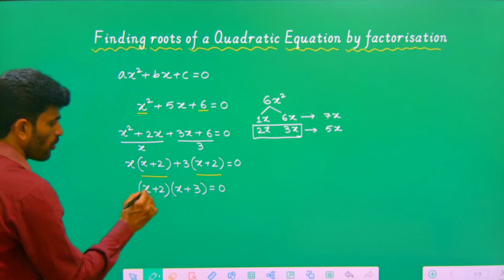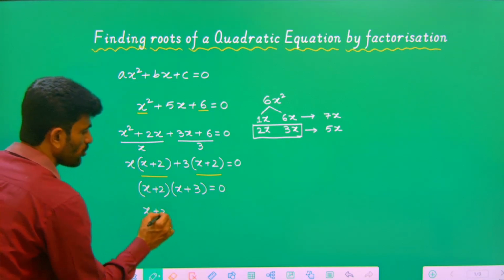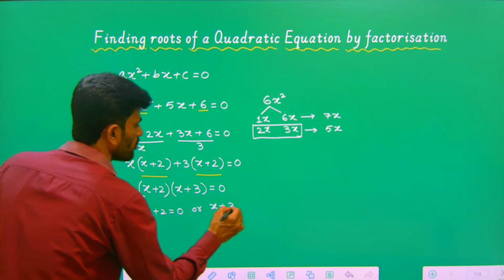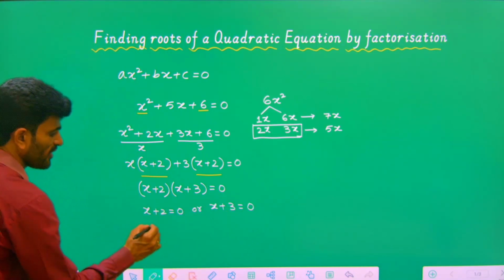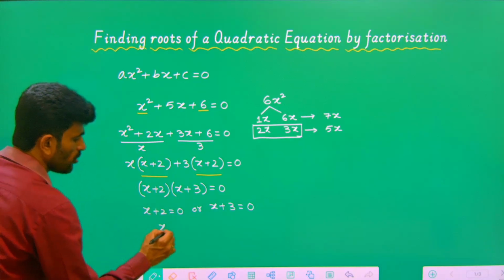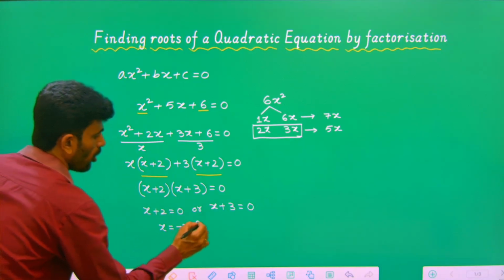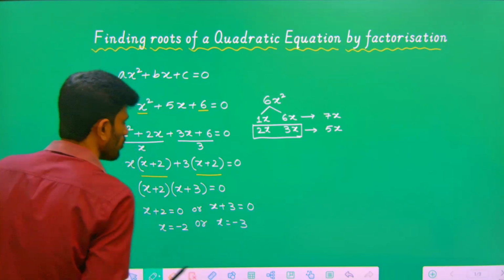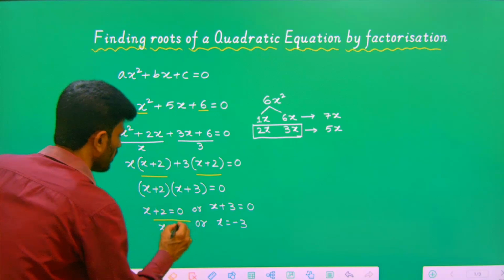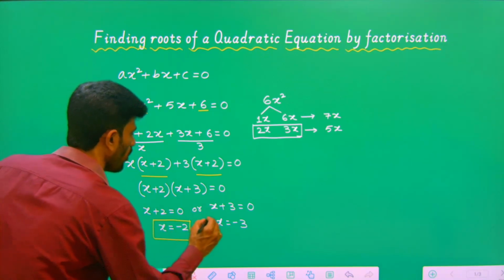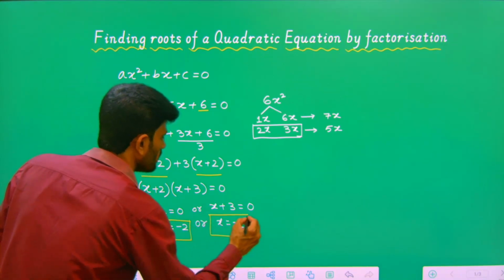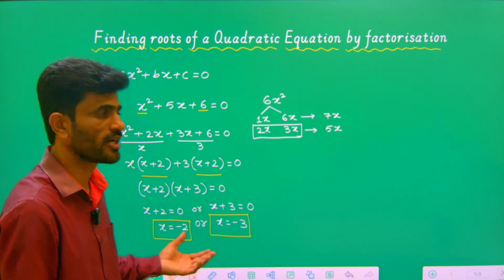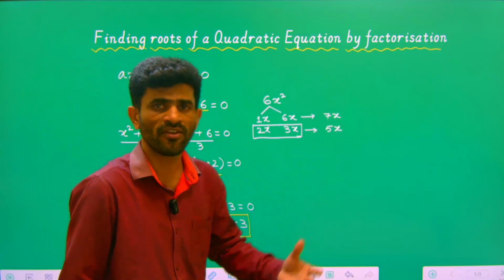Now once we do this, it means x plus 2 is equal to 0 or x plus 3 is equal to 0. So from this we write, because x plus 2 is equal to 0, x should be minus 2, or because x plus 3 is equal to 0, x is equal to minus 3. So what are the roots of the quadratic equation here? Either minus 2 or minus 3. These are the roots of the quadratic equation. We found the roots of the quadratic equation by the factorization method.